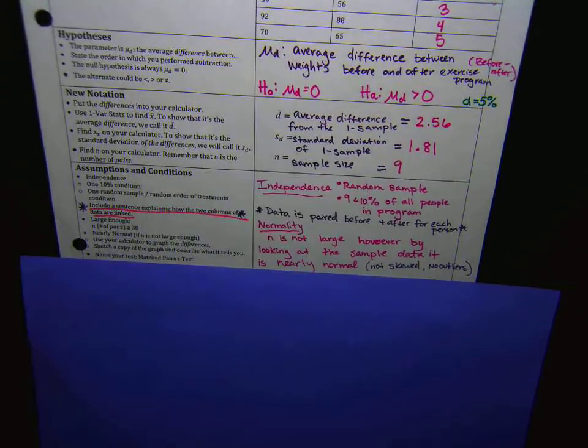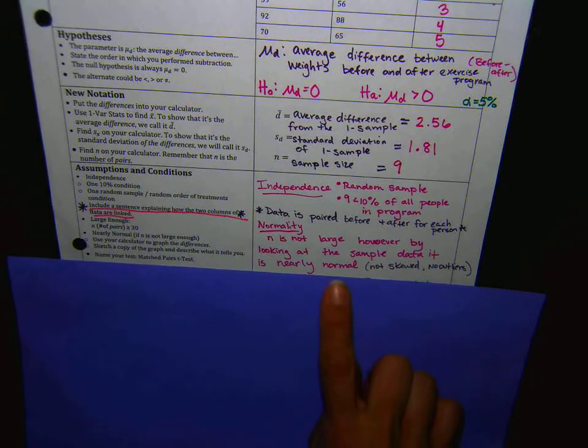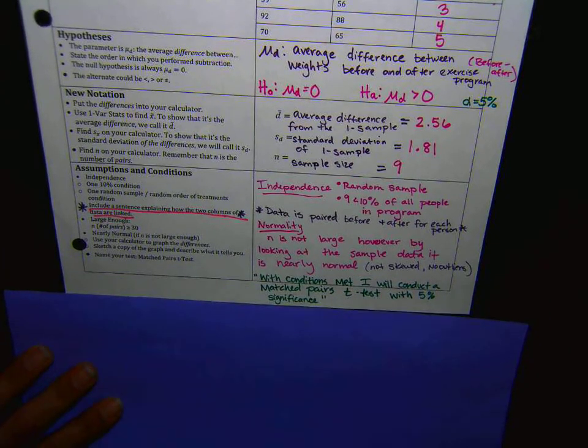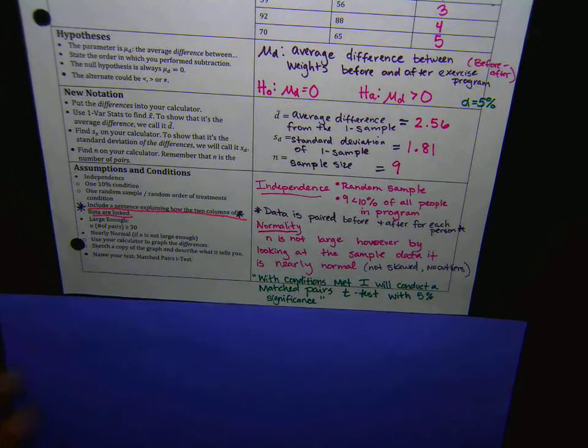So I note that based on the histogram, the box plot, and the normal probability plot, by looking at all 3 of those things, the sample data is nearly normal. It's not skewed. There are no outliers. With conditions met, we'll conduct a matched pairs t-test with 5% significance. At this point, I want you to try to carry out the calculations on the back. Pause the video and then resume when you have a p-value calculator.